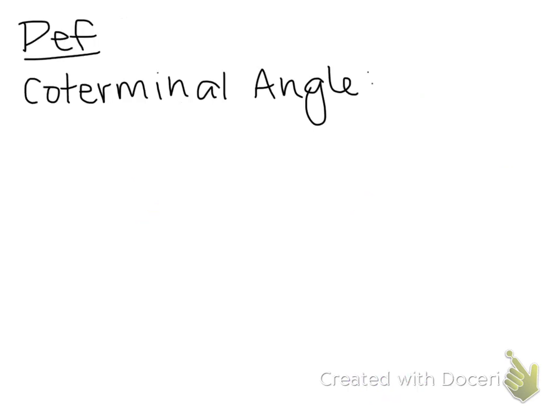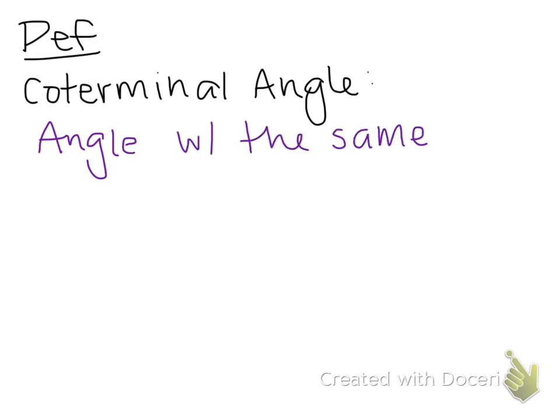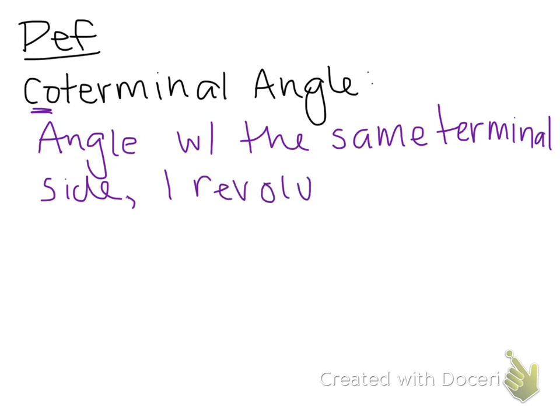So now we're talking about coterminal angles. A coterminal angle is an angle with the same terminal side. So hence the word coterminal. The terminal side falls in the same spot. What's different about it is that it has one revolution, I should say one or more, that separates them.